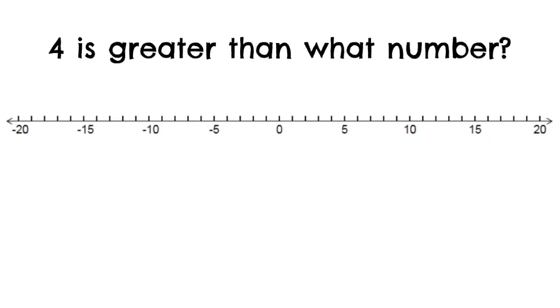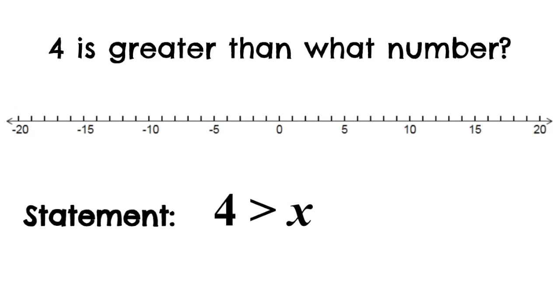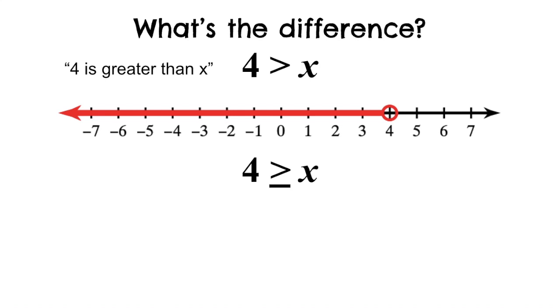Our final question for this, 4 is greater than what number? Again, 4 is on the left side of our statement here, and 4 is the greater value, meaning the numbers x are actually less than 4. So in the top statement here, 4 is greater than x. This is our solution set.